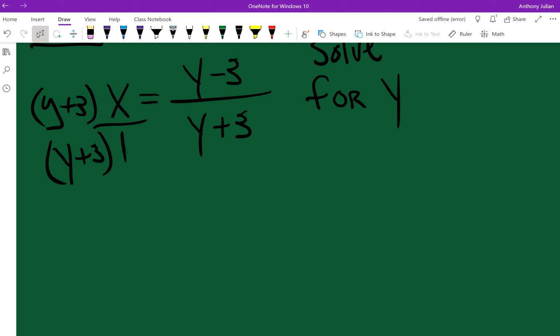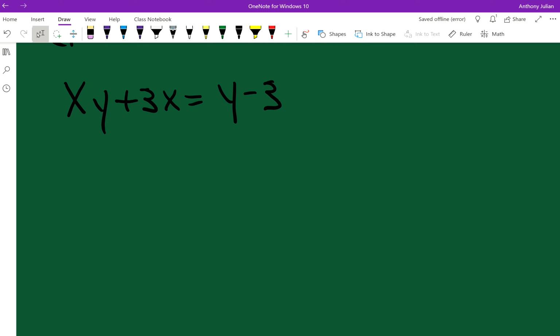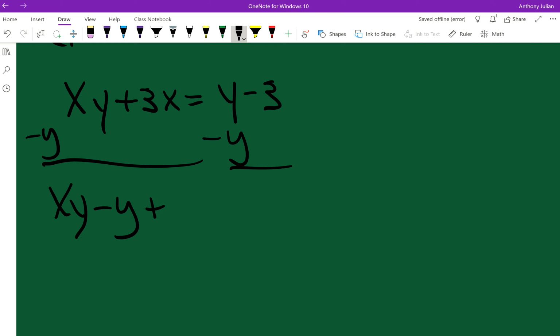So I've got the left side here. What can I do here? I'm going to distribute. x times y is xy plus 3x, and that's going to equal y minus 3. Okay? Now, since we're solving for y, and I've got y on each side of the equal sign, I want to bring them together. So I'm going to subtract y from both sides. Does that make sense? Subtract y. And I don't have a like term here, but I'm just going to subtract y. So this is going to be xy minus y plus 3x, which equals negative 3.